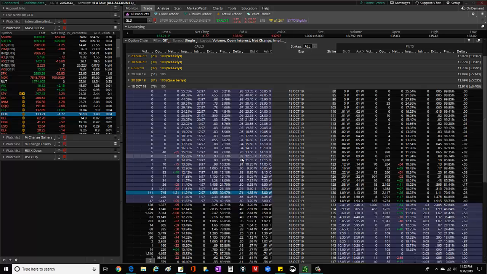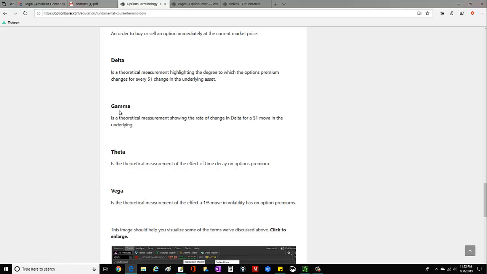It's a theoretical measurement. You may end up only gaining 75, 85 cents. But it gives you a little bit of insight into how the option contract is priced and how it will move. Gamma is one that I don't really use all that much, but it is the theoretical measurement showing the rate of change in Delta for a $1 move.